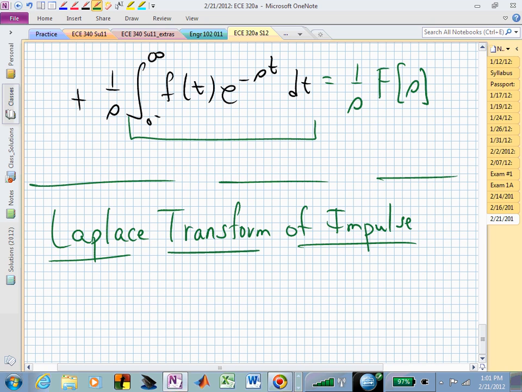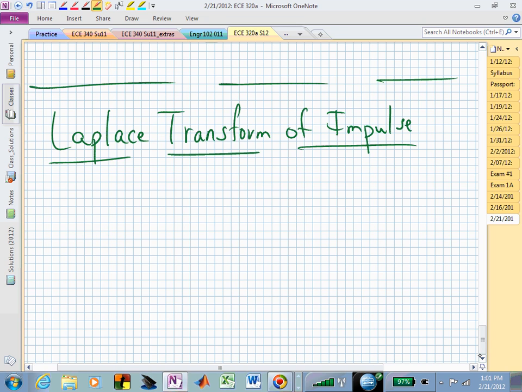And that's why you want to be able to do it, so that you feel comfortable in the next class, ECE 340, which is sort of entitled Signals and Systems. Or that's what a lot of textbooks are entitled for that class. What do we know about the impulse? It's a special beast.